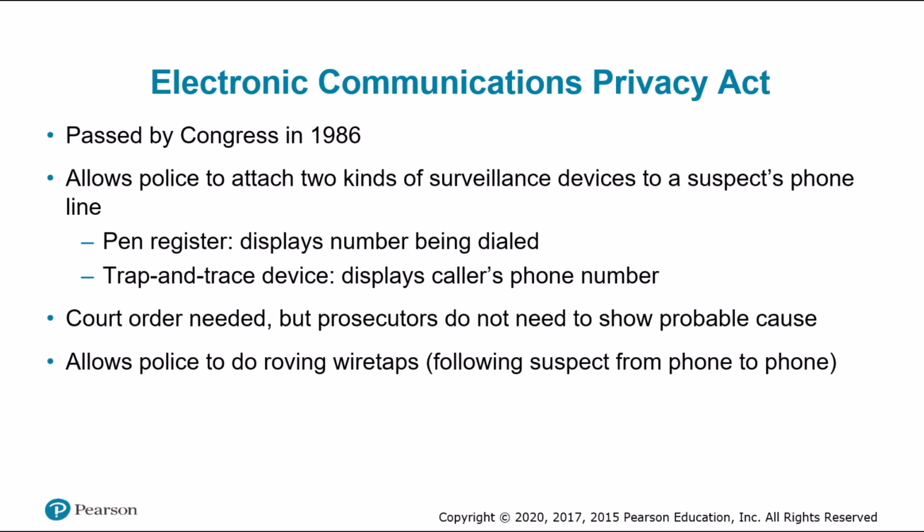While a court order is needed to approve the installation of pen registers and trap and trace devices, prosecutors do not need to demonstrate probable cause, and the approval is virtually automatic. The ECPA also allows police to conduct roving wiretaps, which are wiretaps that move from phone to phone, if they can demonstrate the suspect is attempting to avoid surveillance by using many different phones.